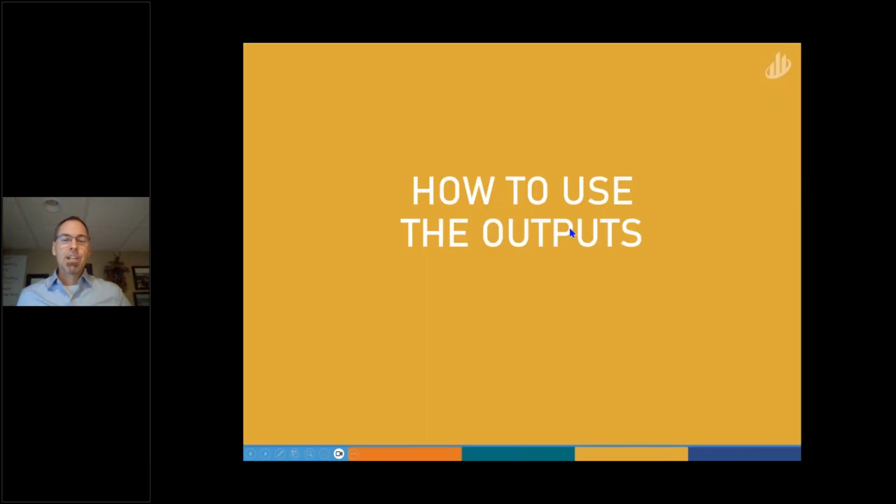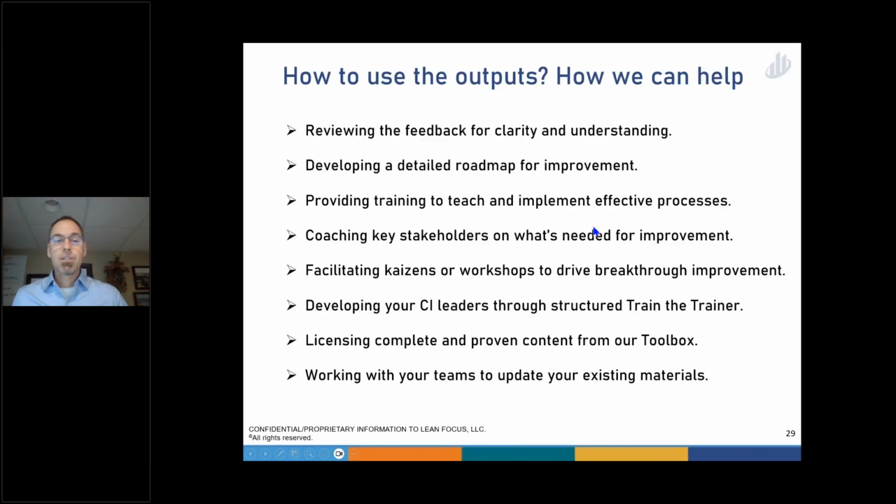And getting towards the end here, how to use all these inputs. So how can Lean Focus help in this process? Reviewing the feedback for clarity and understanding. So we share a lot of information. What does it all mean? And we'll spend the time with you to make sure it's clear and understood. Developing that roadmap for improvement. That's got to be a customized roadmap for you, where you're at today, with the resources you have, and we can work with you on developing that roadmap for getting better.